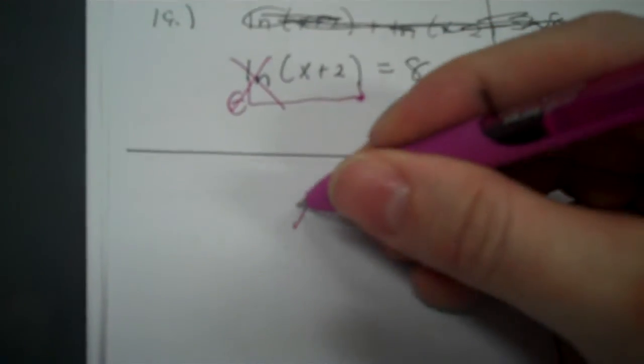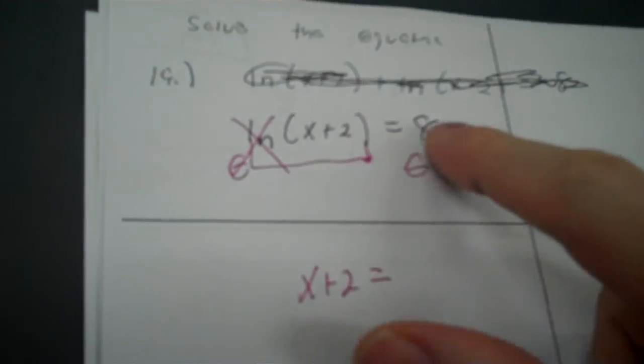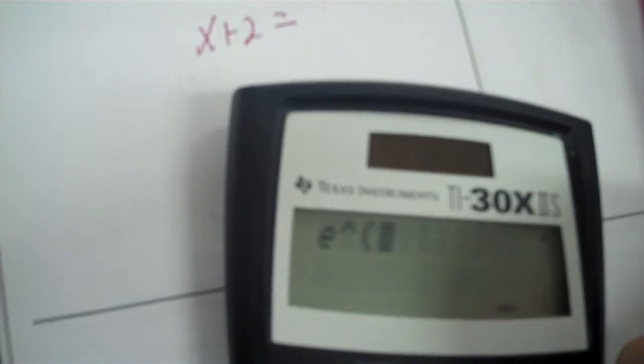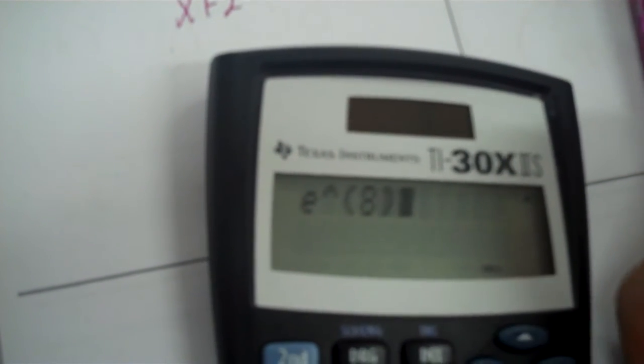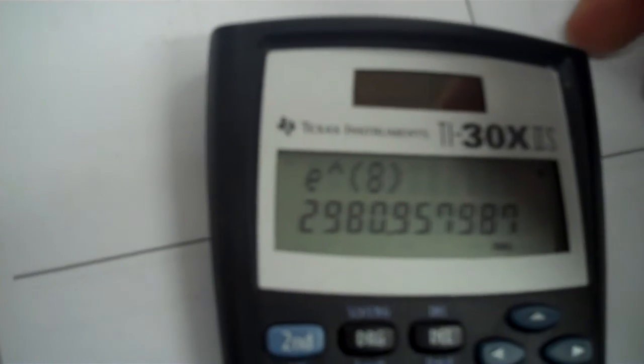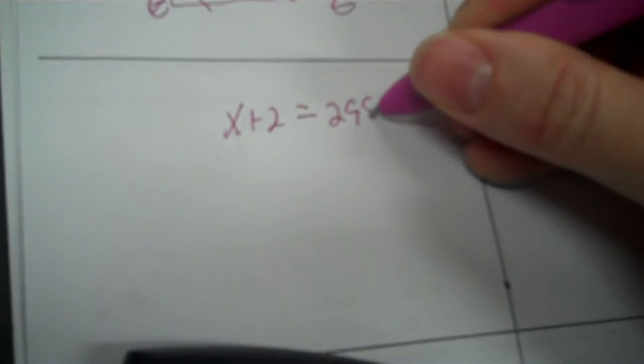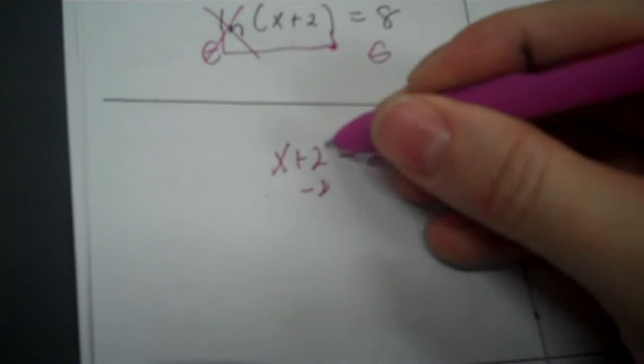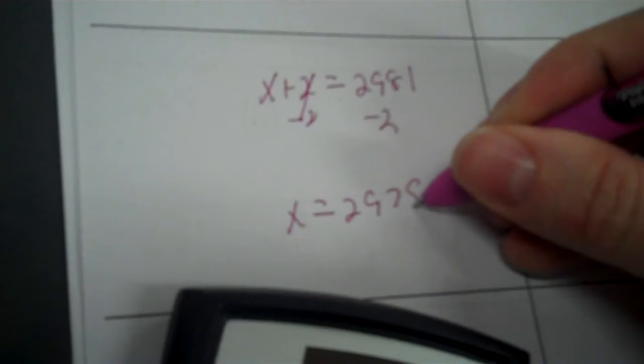Okay, number 19. Hint E. Well, you can go to your e right away, okay? E, that goes away. And I have x plus 2, but on the other side I have e to the 8th power. So to get to e, I go second ln 8. Big number, 2,981. Just round it to a whole number, then I subtract 2. That's going to be 2,979.